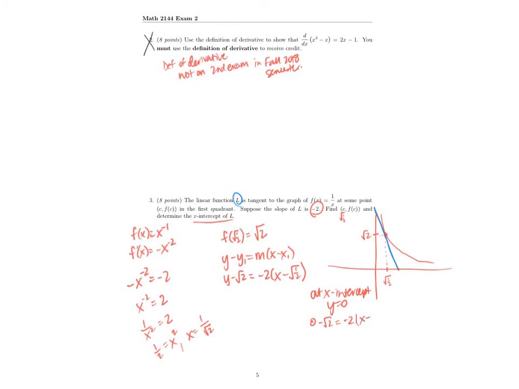X minus, I'm just going to write this as 1 over square root of 2 because it's the same thing. So then I can divide by -2. So I get square root of 2 over 2 equals x minus 1 over square root of 2. And then I can add 1 over square root of 2 to the other side. If I add those two, let's get a common denominator here. So that's multiplied by square root of 2 over square root of 2, and that gives me x is equal to square root of 2 over 2 plus square root of 2 over 2. If I add that, that's 2 square roots of 2 over 2, which is square root of 2. So that goes here, and that's the x-intercept.